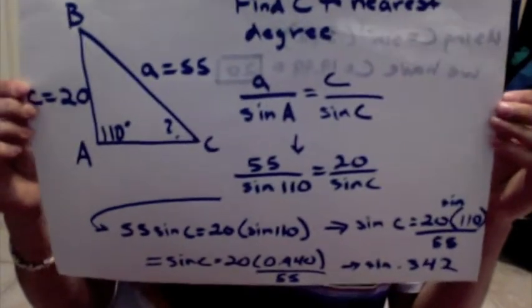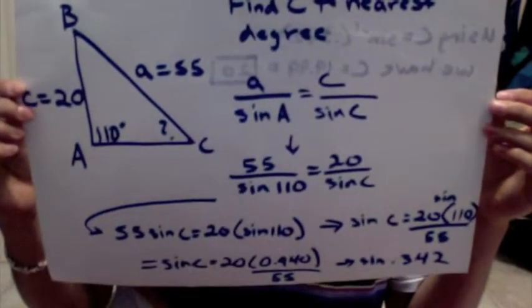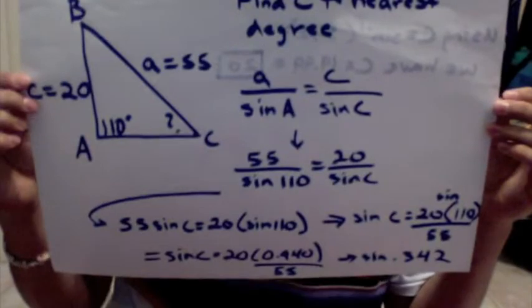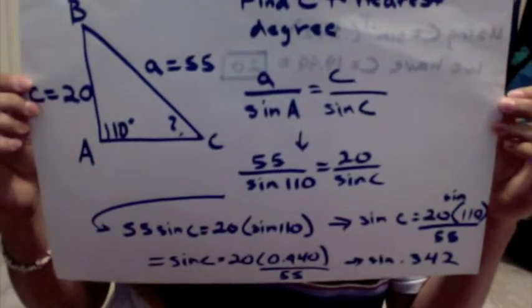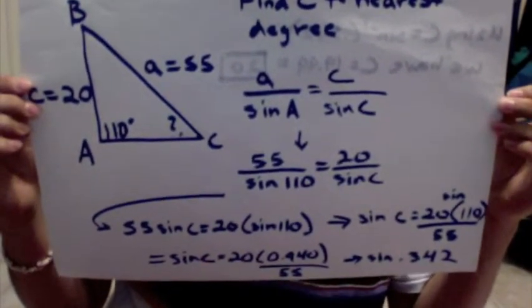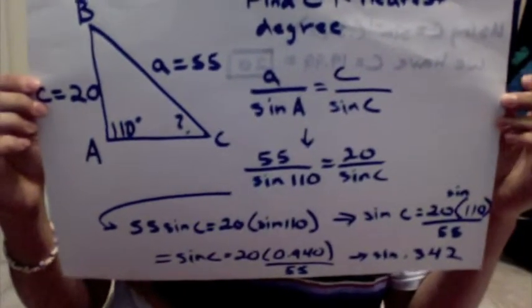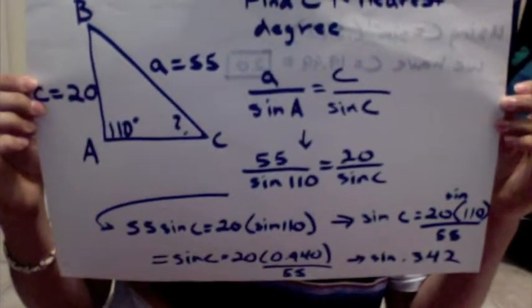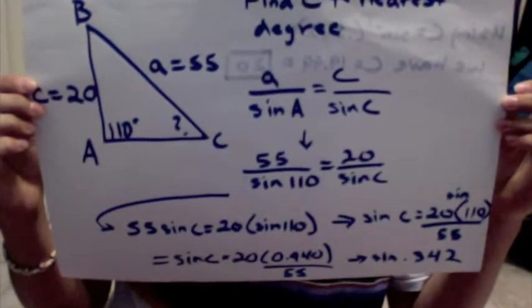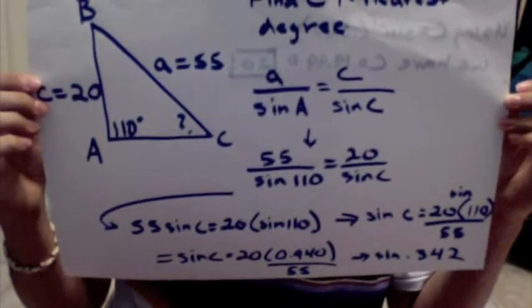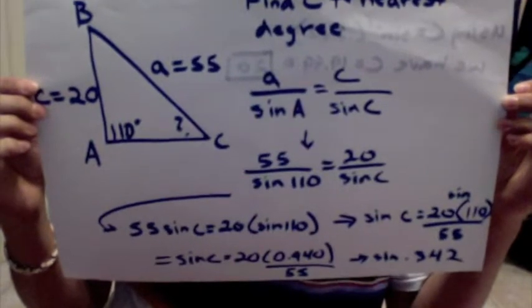We have to find angle C to the nearest degree. We are given sides c and a and we're given angle A. Now we have to find the next angle. We use a over sine A equals c over sine C, which is the correct formula. Then you put the corresponding numbers into the right place, which is 55 over sine 110 equals 20 over sine C. Then you would take 55 sine C equals 20 times sine of 110.